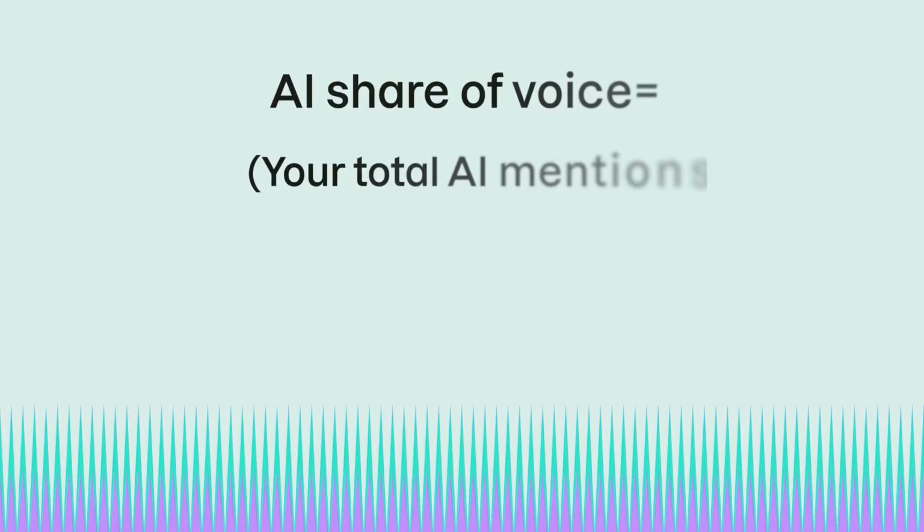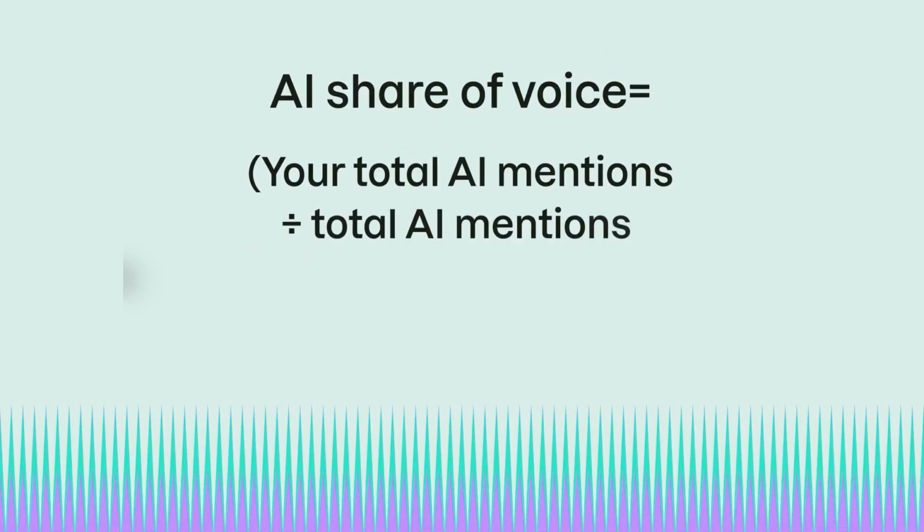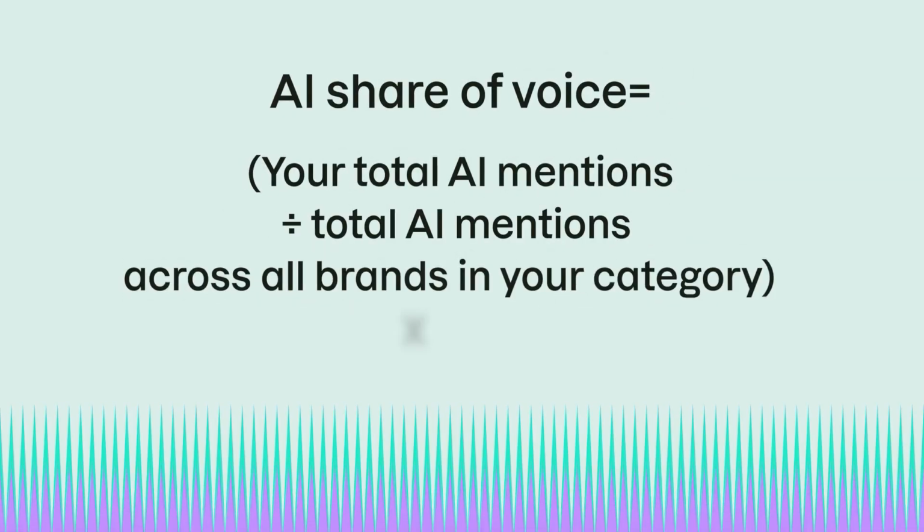AI share of voice is a measure of how visible your brand is compared to your competitors for relevant prompts and questions that your target audience is asking AI tools like ChatGPT and Google AI Mode. Now, you can calculate AI share of voice with a very simple formula. It's just your total AI mentions divided by the total AI mentions across all brands in your category multiplied by 100. Now, you're not actually going to need to use this formula at any point because the tool I'm going to show you does all this calculation for you.